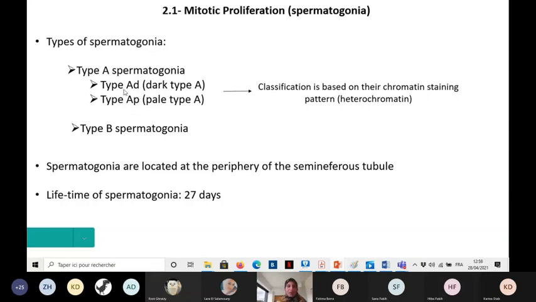So we have the type AD, the type AP, and the type B spermatogonia. The type B spermatogonia are more differentiated than the type A spermatogonia. And as we said, the spermatogonia are located at the periphery of the seminiferous tubule.